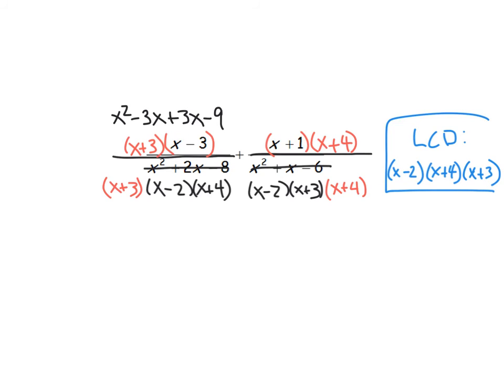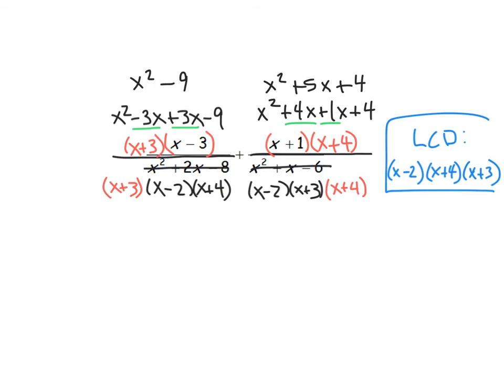And since I have like terms right here, I can combine my negative 3x and my positive 3x, and I get x squared minus 9. On the right-hand side, if I FOIL, I get x times x, which is x squared. The outside terms, x times 4 is 4x. The inside terms is 1 times x, so plus 1x. And then the last term is 1 times 4, which is 4. Again, I can combine my like terms, and I get x squared plus 5x plus 4.